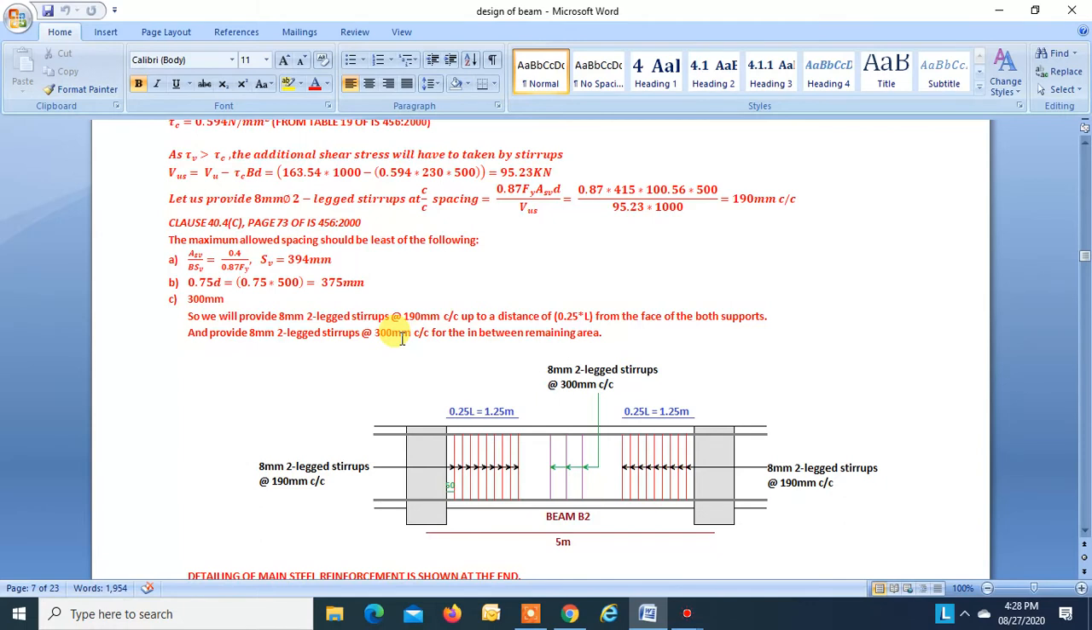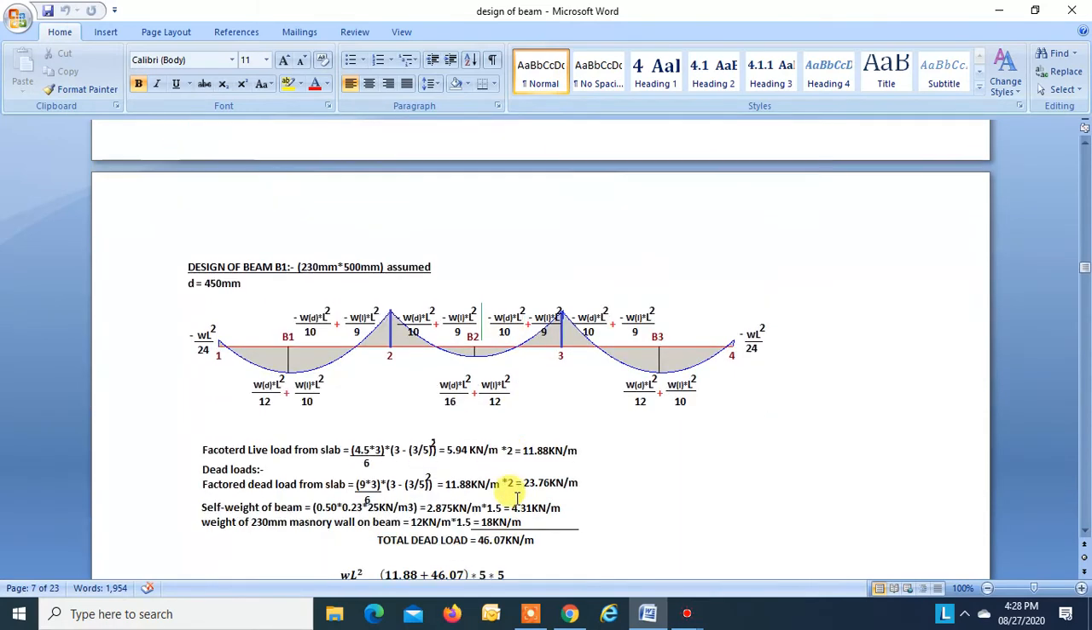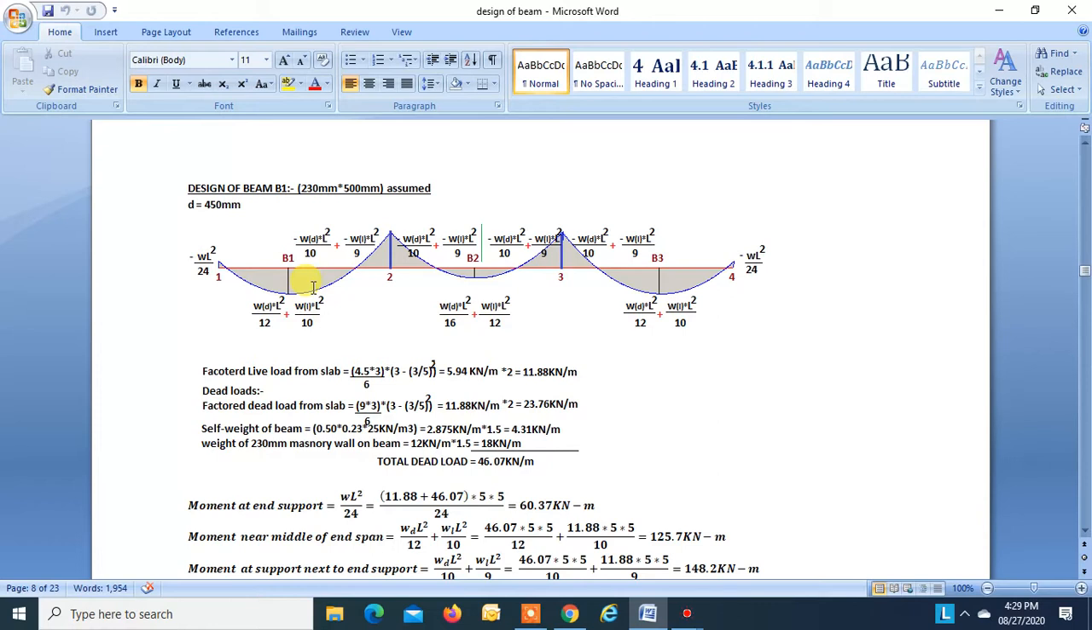This is how we do the check for shear. Detailing of main steel reinforcement is shown at the end. Now coming to the design of B1. Over here, we are reducing the depth of the beam. The depth of the beam for B2 was taken as 550. Over here, we are taking 500. The section of the beam is 230 by 500 because we want to design this beam as a doubly reinforced section. So d, the effective depth, is 500 minus 50, that is 450.